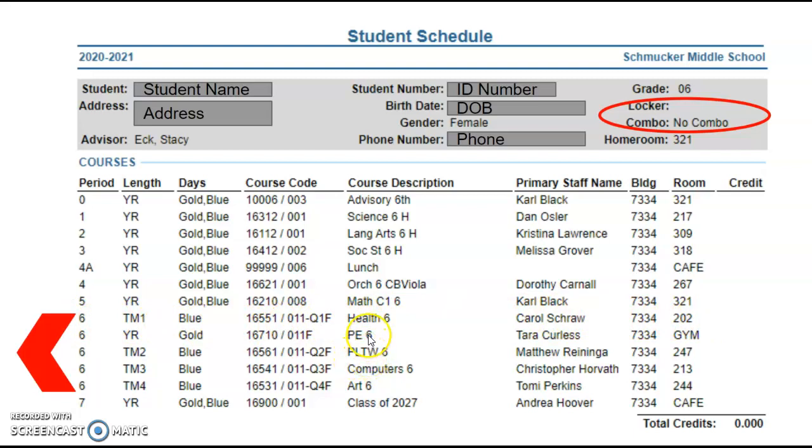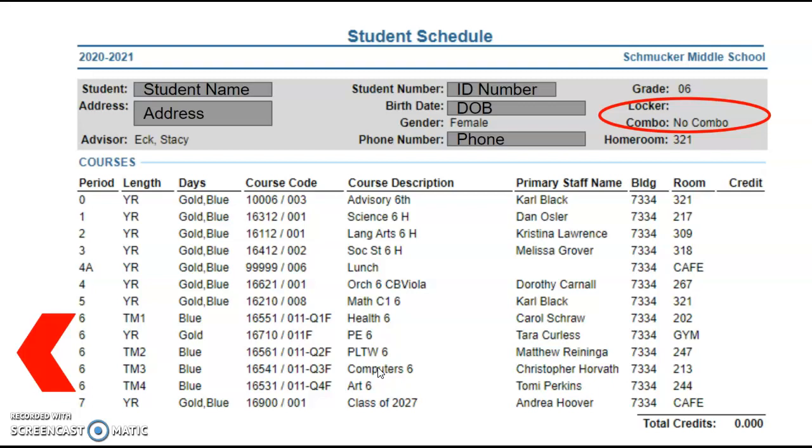So this student would go to PE, and the next day, Project Lead the Way. The next day, PE, the next day, Project Lead the Way. And every other day, this student will switch back and forth between PE and Project Lead the Way. At the end of second quarter, the student will then have computers. And again, the student will rotate back and forth between PE, then computers, PE, then computers. And they'll do that every other day.